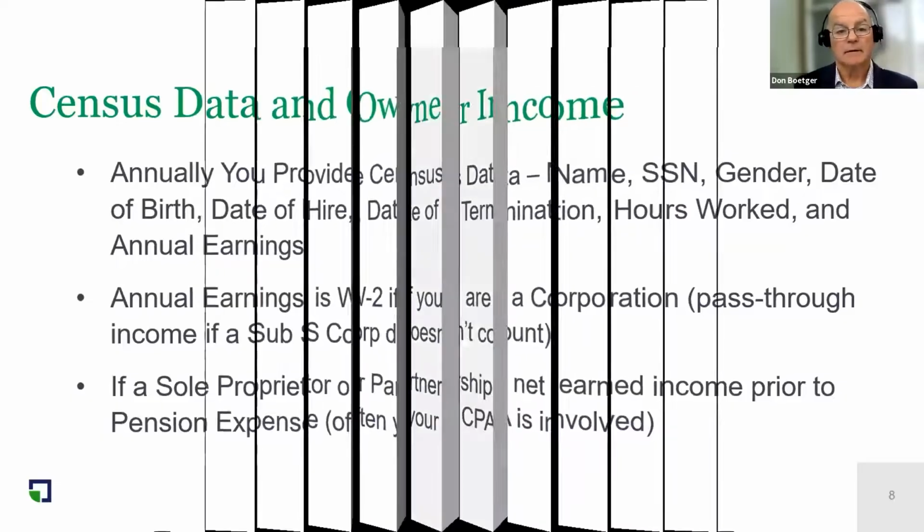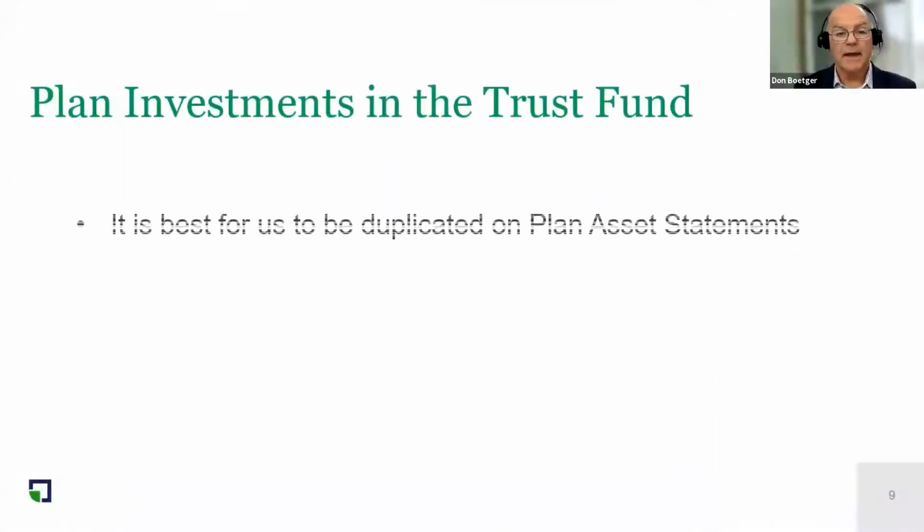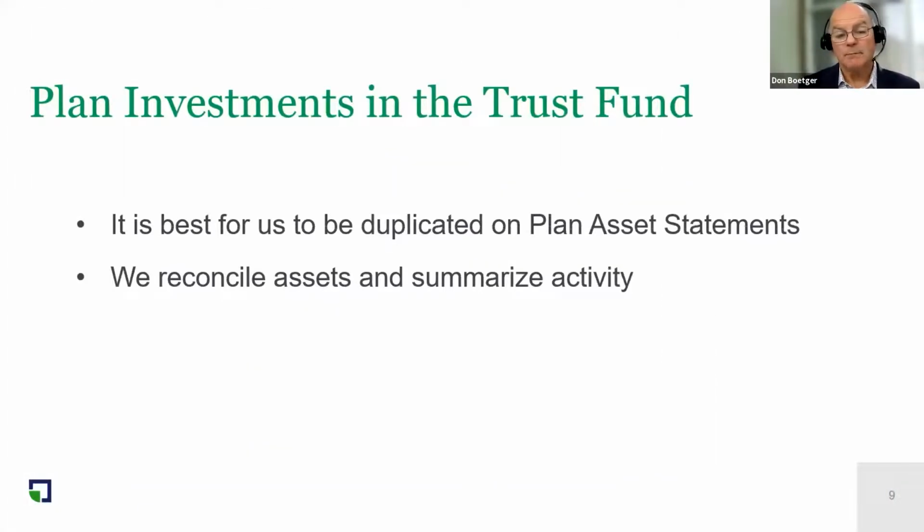Next slide is, well, what do you have in the plan? It's best for us to be duplicated on your asset statements. That way we get them electronically. You don't have to keep track of them and so forth. We receive them electronically, we store them. And what we use those for is they're used in the funding calculations.